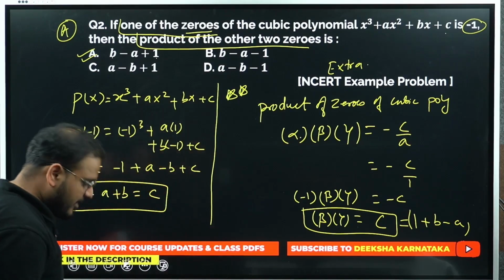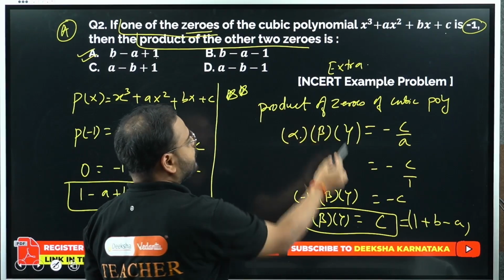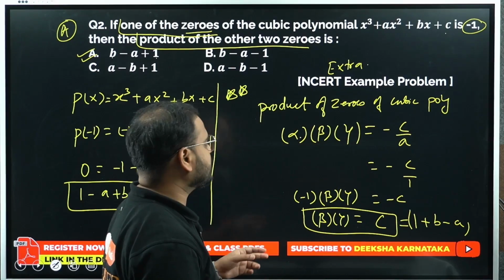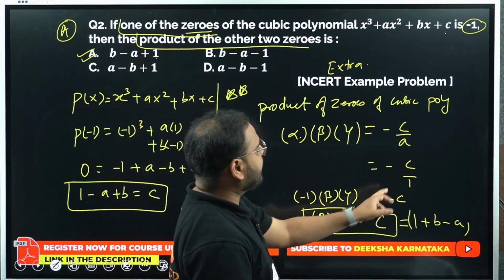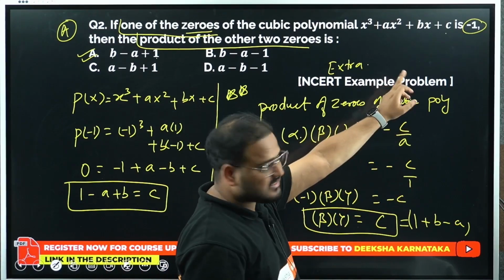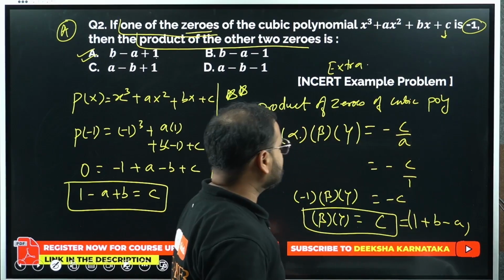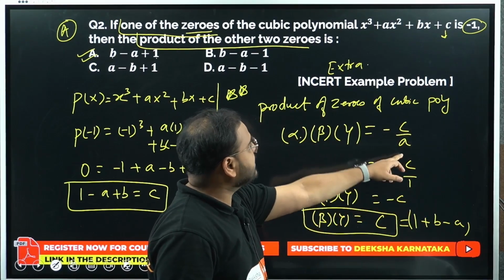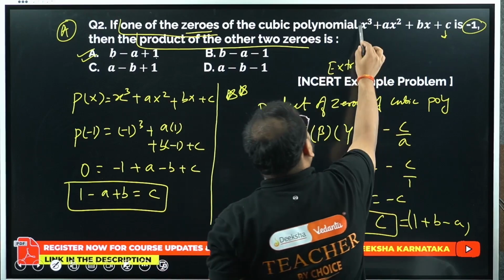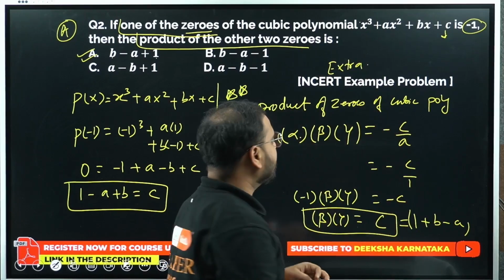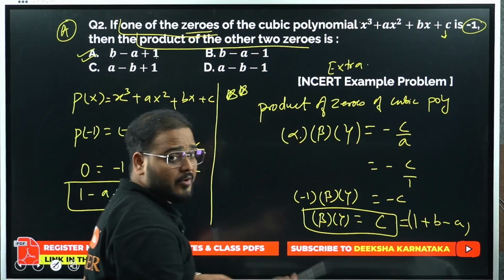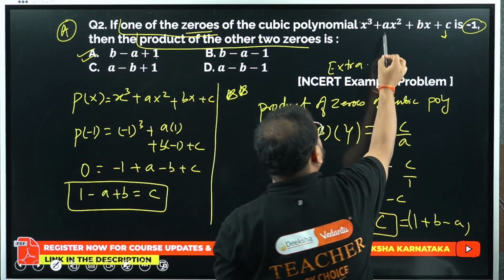Have a look. What did I do? This is a standard result: product of zeros equals minus c by a for a cubic polynomial. From there I get minus c, because c is simply given as c in this case. And what is my a? A is 1 here. So 1.